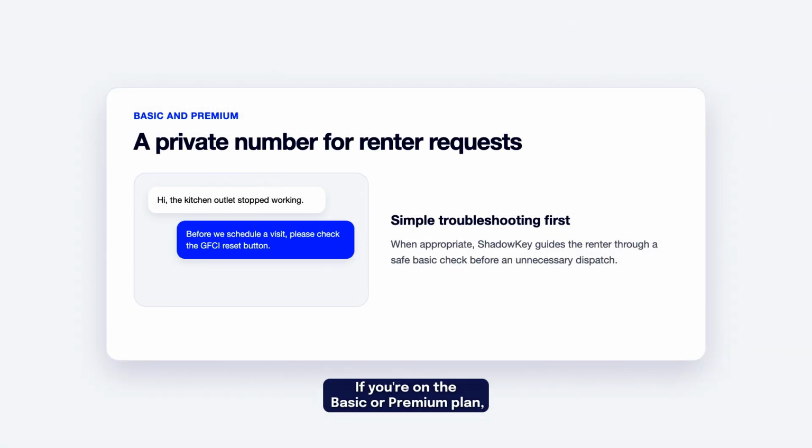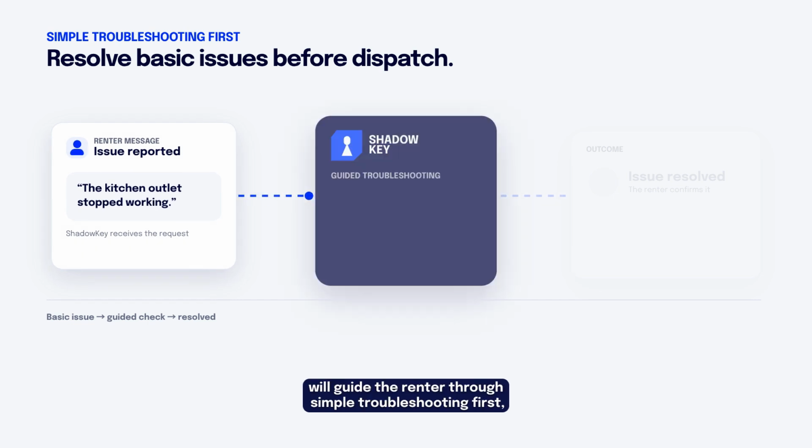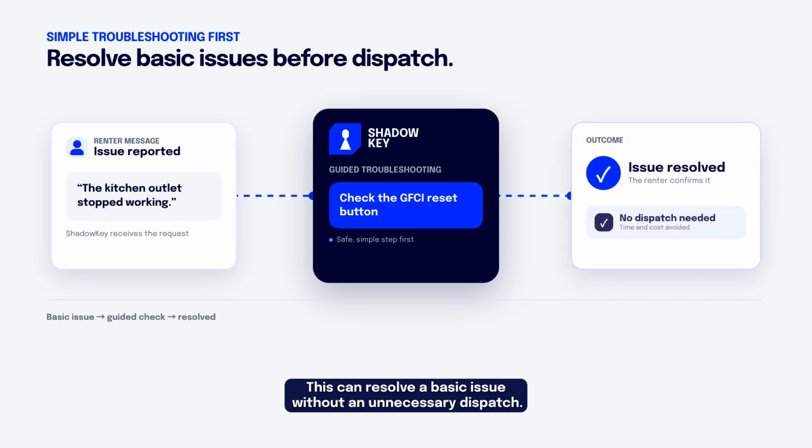If you're on the basic or premium plan, you also receive a private ShadowKey number for your account. Give that number to your renters, and they can simply text it whenever an issue comes up. ShadowKey already knows who they are and which property they live in. When appropriate, the system will guide the renter through simple troubleshooting first, like checking a reset button or circuit breaker. This can resolve a basic issue without an unnecessary dispatch.